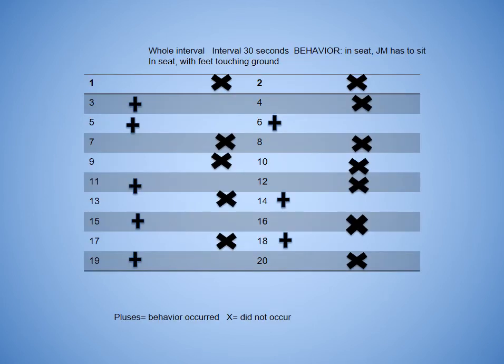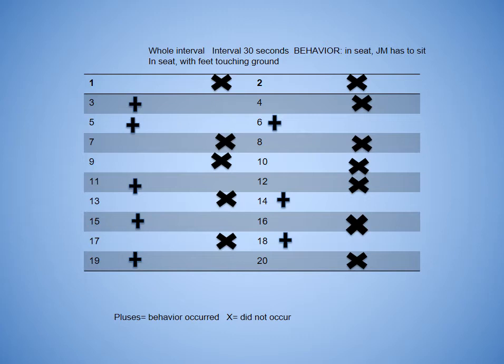So, for this example, we're going to do in-seat behavior. If you notice, on the top, there's an operational definition of what that means. JM has to be in his seat with feet on the ground. This is what the chart would look like filled out. Remember, I'm using those X's to keep track of where I'm at.